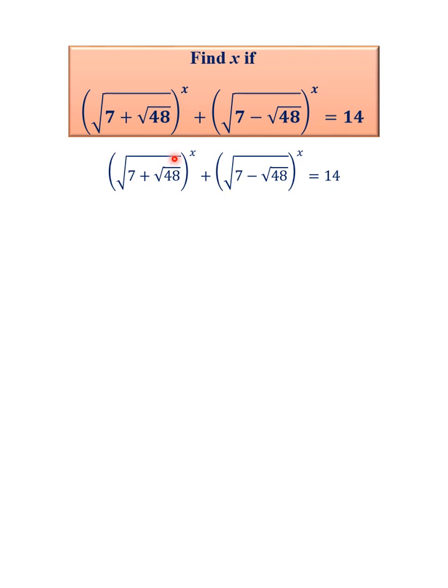This is a radical equation, it's a square root. To take away a square root, you need to square that expression. So if I put x equal to 2, the square will cancel out the square root, and I will be left with 7 plus root 48 plus 7 minus root 48. Of course, 7 plus 7 gives us 14, because root 48 minus root 48 is 0. So the obvious answer is 2.